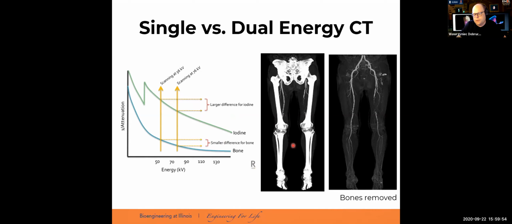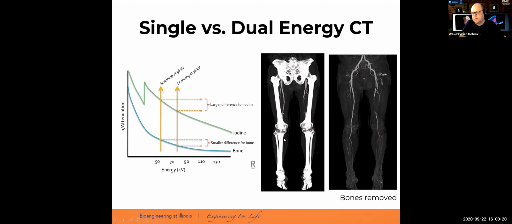bones, which led to the idea that from the image which contains both the iodine and the bone structures, we can subtract one image from another. And then get a very nice image of the vasculature of the patient without bones, right? Which mask the image on the left side. So this is a technique which is used right now in clinics.